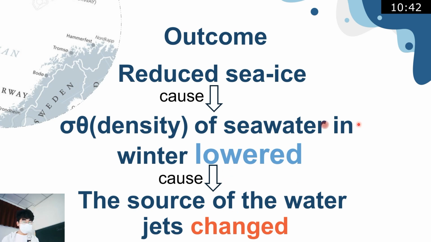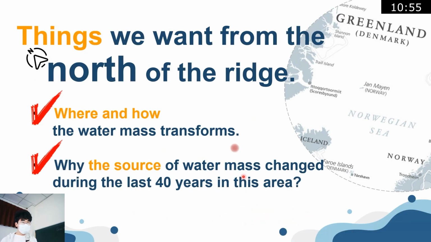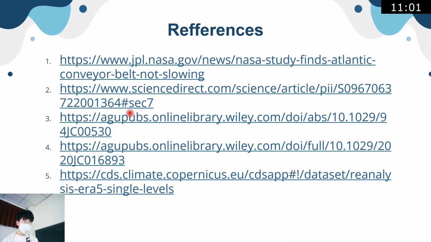And as the outcome, we can see that the reduced sea ice is caused by the potential density of the seawater in winter being lowered. And it is caused by the source of the water jet changing. And the things we want to know from the North Ridge are clear now. And this is the reference.